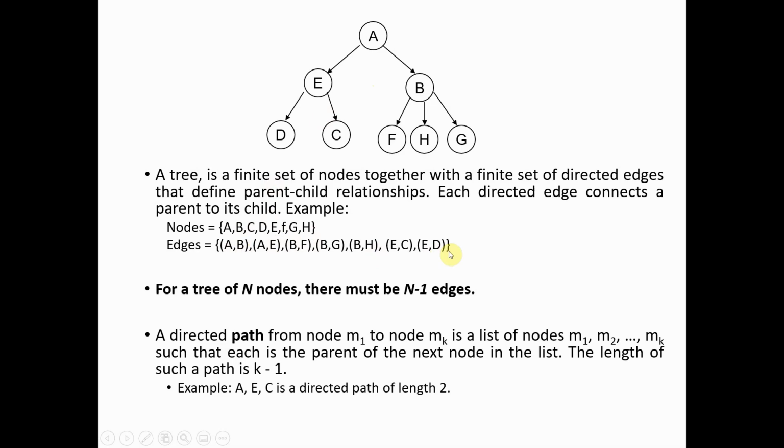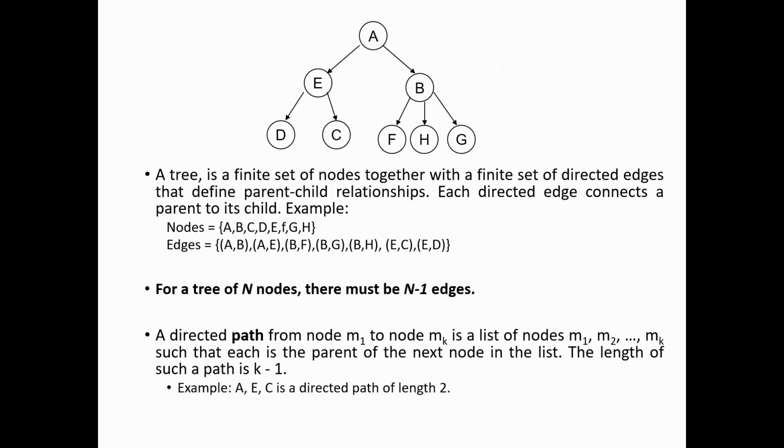Let's count in this tree how many nodes we have. 1, 2, 3, 4, 5, 6, 7, 8. So we have 8 nodes, and the size of this tree is 8. How many edges do we have? 1, 2, 3, 4, 5, 6, 7. So we have 8 nodes and 7 edges.